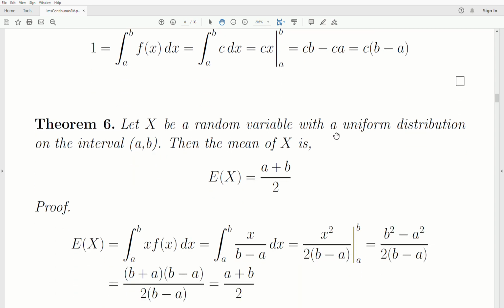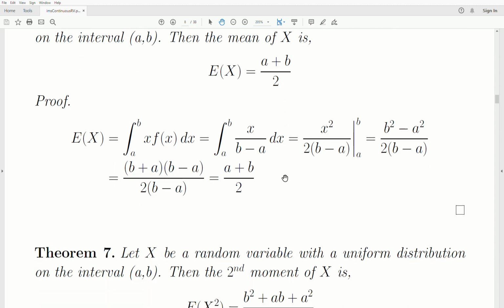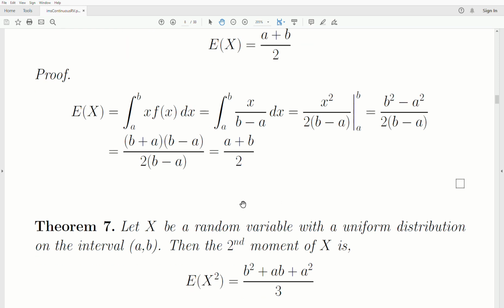Let X be a random variable with a uniform distribution on the interval A to B. Then the mean of X, the expected value of X, is A plus B over 2. So let's prove that. The expected value of X is you take x times its density, integrate it over all possible values. So x and the density is 1 over B minus A. Take the antiderivative, which is x squared over 2, and the B minus A was a constant. Evaluate it at B minus evaluated at A, and we get this. You can factor the numerator into this. We get cancellations, and we get A plus B over 2, as we wanted to show.